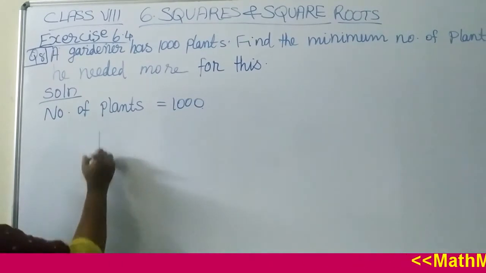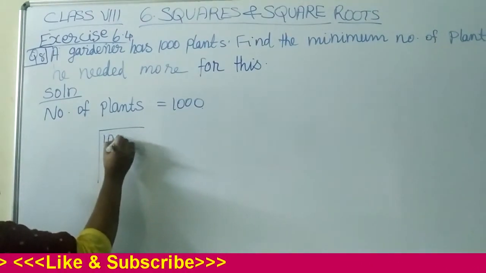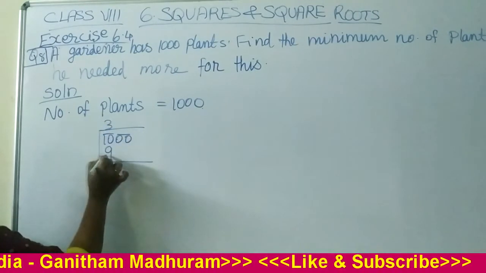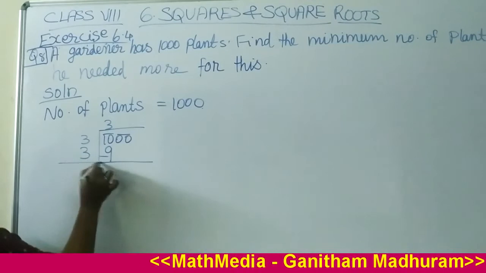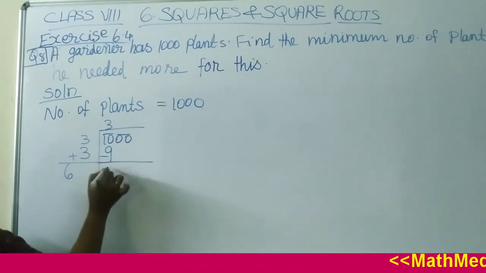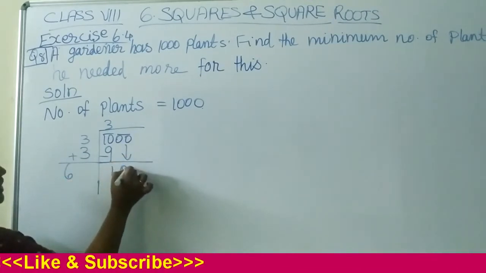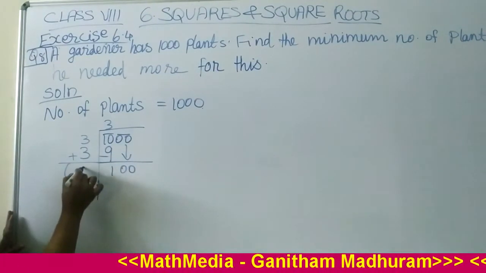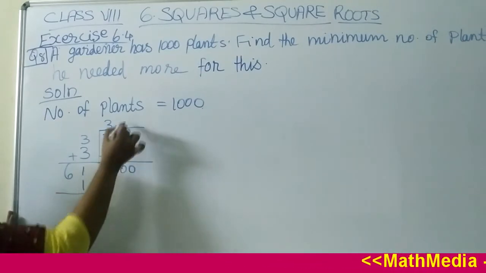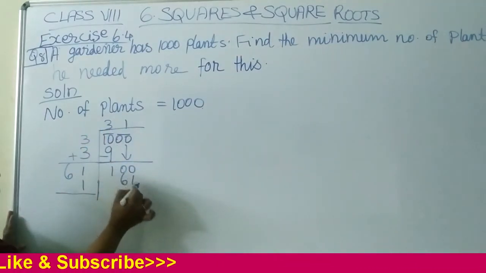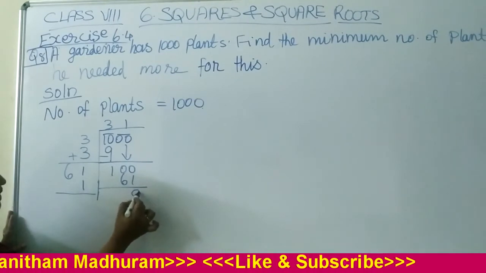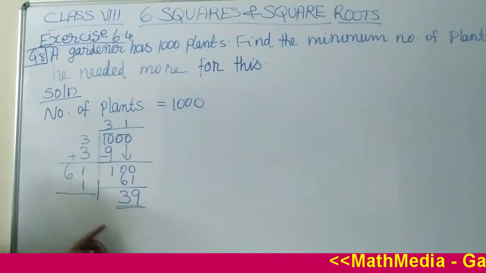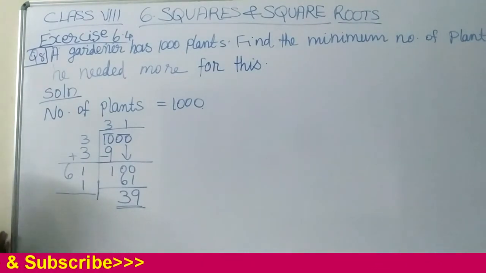So first of all we have to find the square root of 1,000. 9 is the perfect square number less than 10. Write the square root 3 times. While adding, we get 6. 1, write the square number here. Next do 0. So we can write 1 here multiplied by 1. Here also write 1. Here 1. 100 minus 61, that is 39. We are getting the remainder here and we know that 1,000 is not a perfect square.